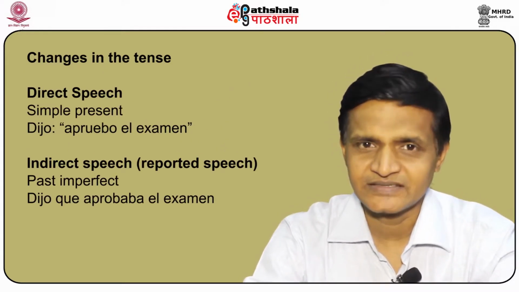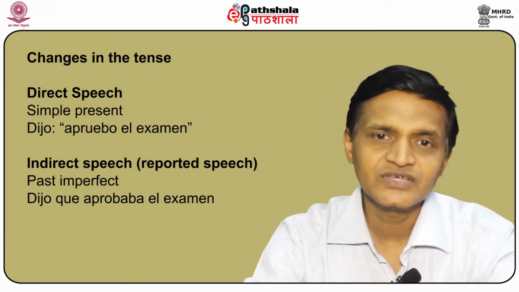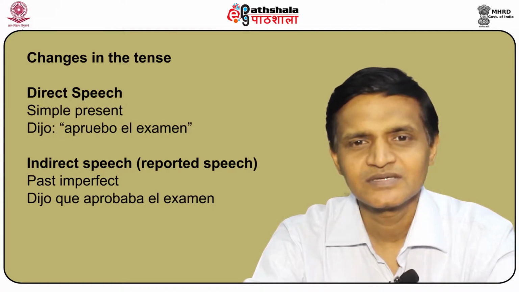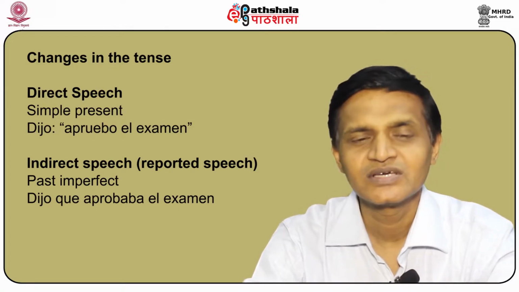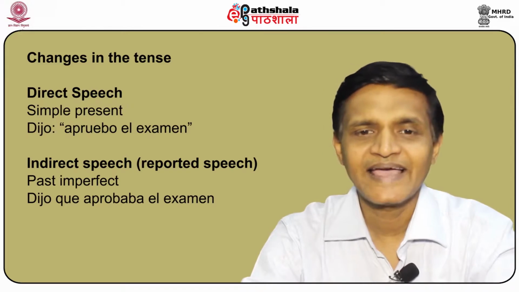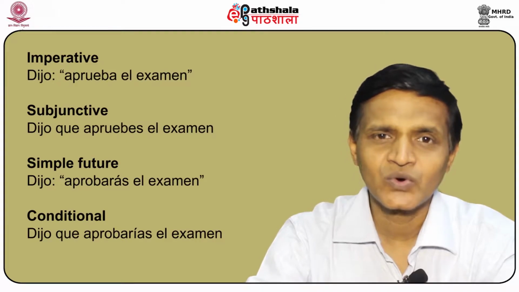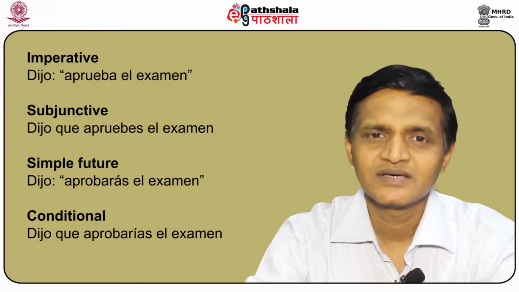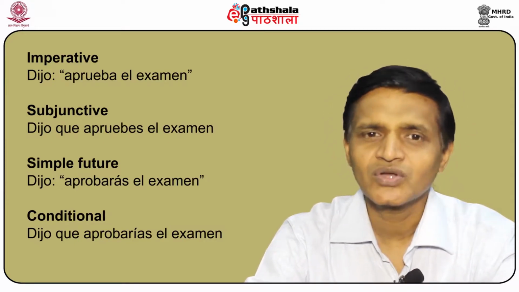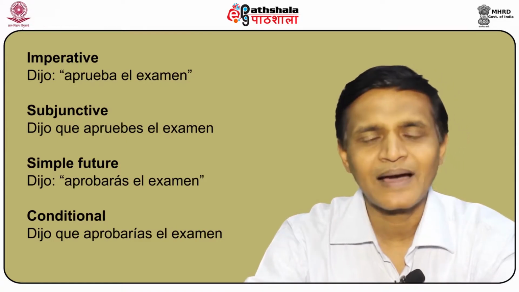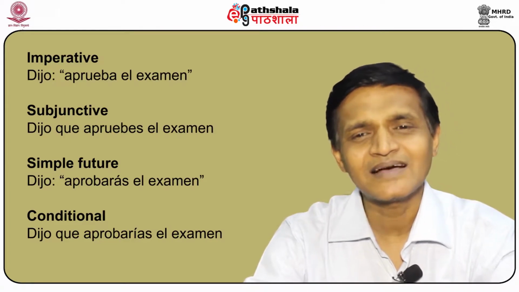What are the changes in the tense? In the direct speech, the simple present, for example, dijo apruebo el examen. In the indirect speech or reported speech, the past imperfect is used: dijo que aprobaba el examen. In the imperative, dijo aprueba el examen. The subjunctive, dijo que apruebes el examen. Or the simple future, dijo aprobarás el examen. Or the conditional, dijo que aprobarías el examen.